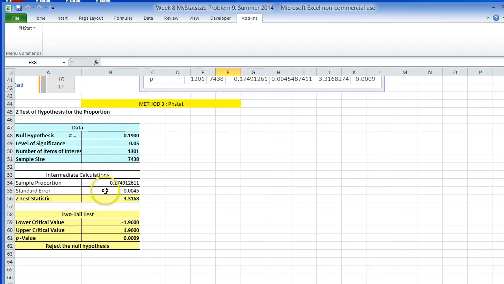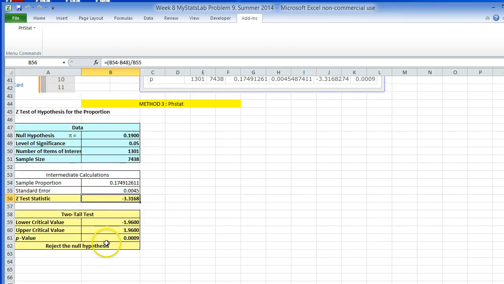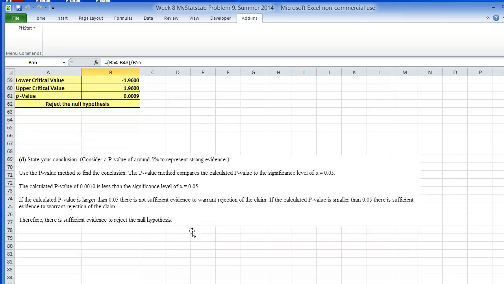After calculating sample proportion and standard error, it calculates the z-test, and it calculates the lower and upper limit as well as the p-value. So that's the three different methods of calculating a p-value. Now, in this case, if you were to round to 3 decimal places, the calculated p-value is 0.001, which is less than the significance level alpha, which is 0.05.